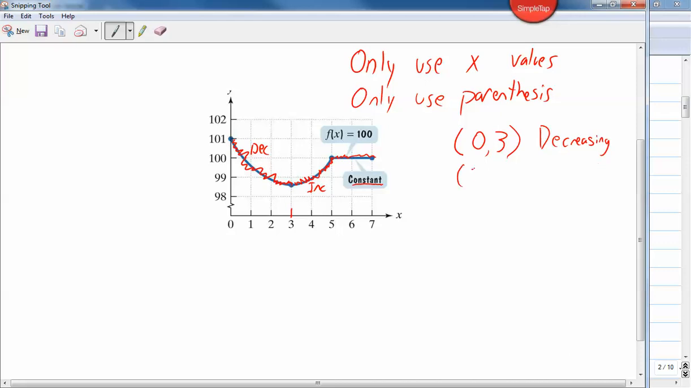Now from 3, we start increasing, increasing, increasing until we get to 5. And on that interval, the function is increasing. Alright, and then from here to here, it doesn't have an arrow, so it looks like we stop at 7. But from 5 to 7, we're constant.